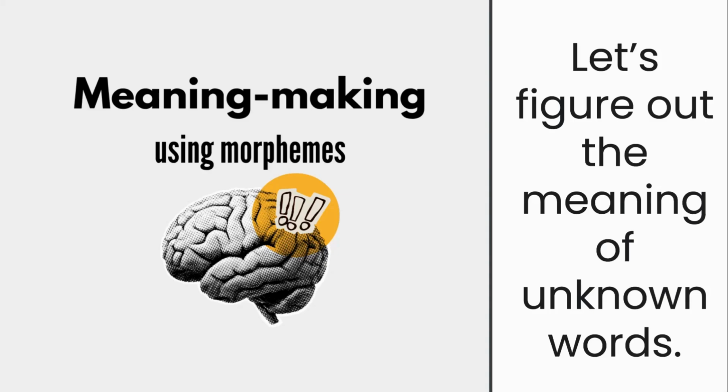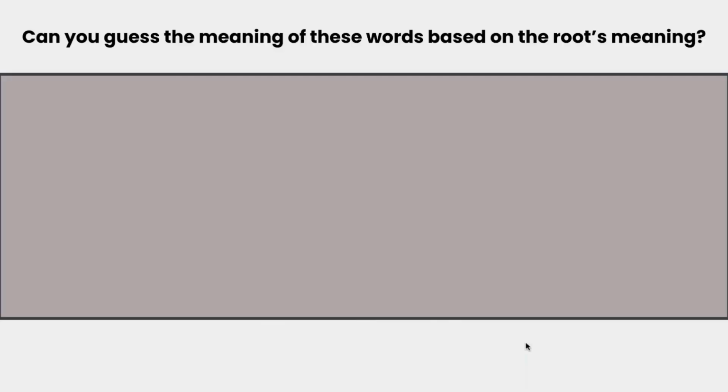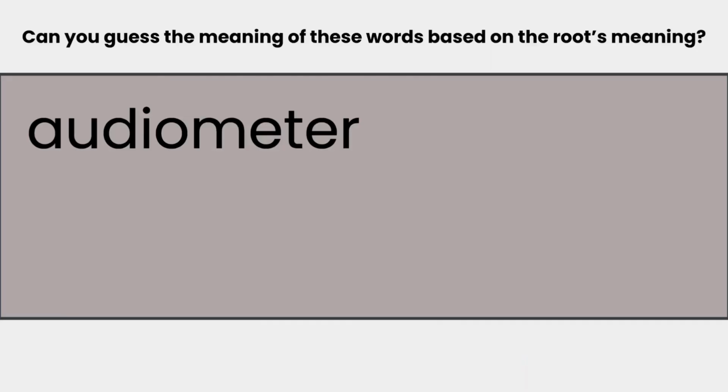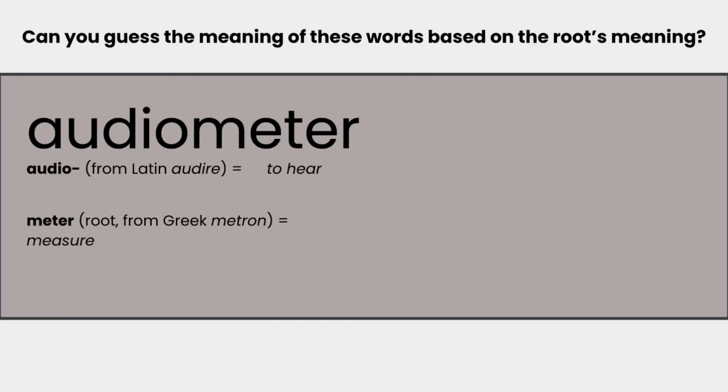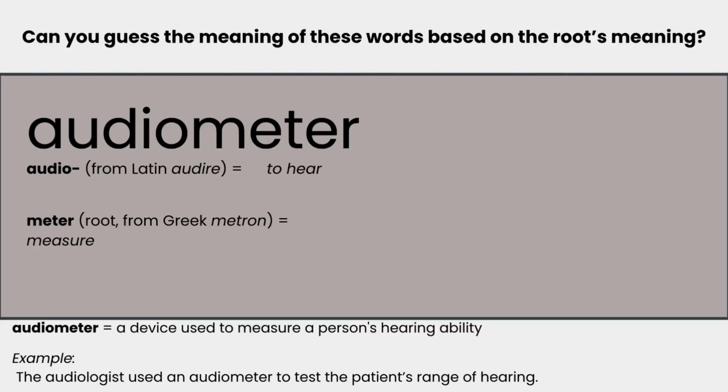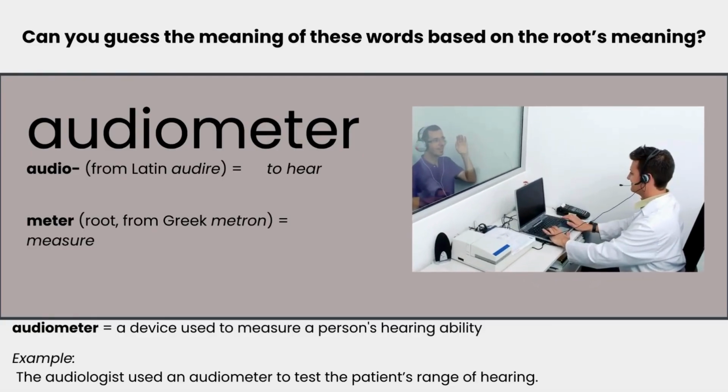Let's figure out the meaning of unknown words using morphemes. An audiometer has the Latin root aud, means to hear. It has meter, meaning to measure. So an audiometer is a device used to measure a person's hearing ability. The audiologist used an audiometer to test the patient's range of hearing.